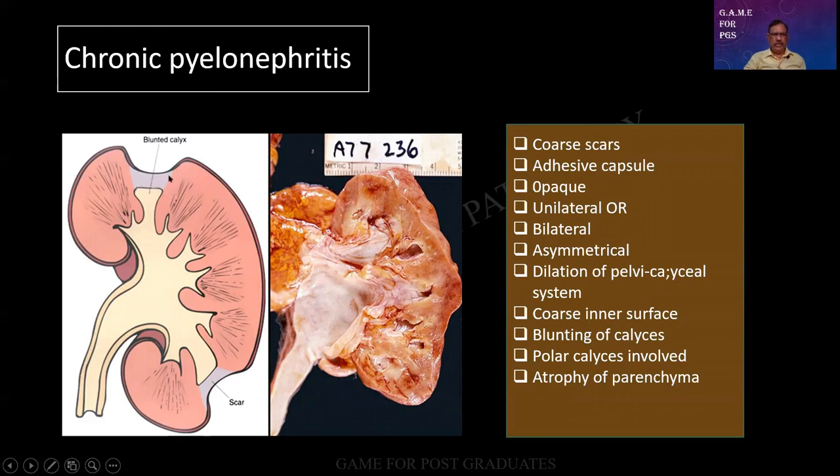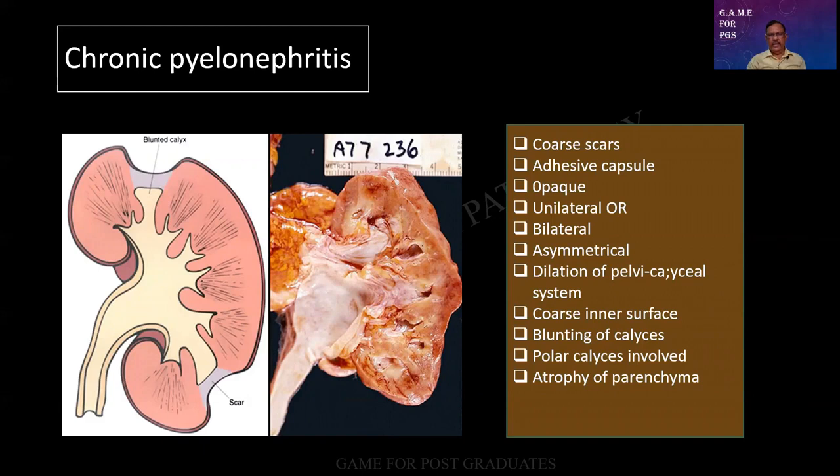And because of this, there can be an impingement, there can be an inflammation, as a result of which there is a scarring. Therefore, whenever we give a bit from a kidney, we are supposed to sample the poles of the kidney, which is mandatory. Secondly, you find that the entire kidney will not be uniformly affected, as a result of which there can be coarse, irregular scars. Third, inflammation is chronic, and therefore there will be a fibrinous exudate, and therefore there can be an adhesion of the capsule.